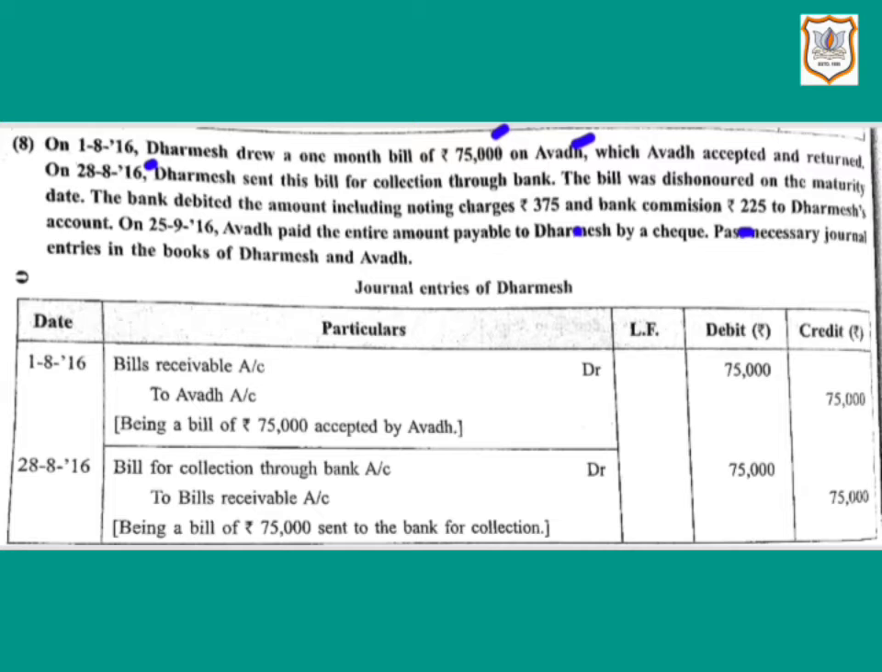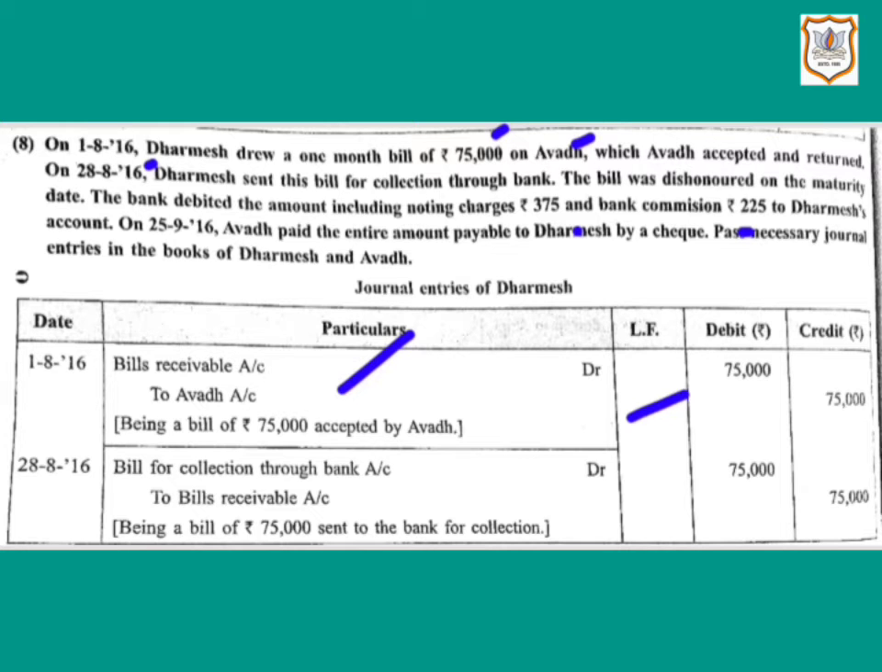So let us see the journal entries. First, we will see journal entries in the books of Dharmesh. Date 1st August 2016. It is given in the question that on 1st August 2016, the bill was drawn by Dharmesh on Awadh. So in the books of Dharmesh, our first journal entry would be bills receivable account debit to Awadh's account.